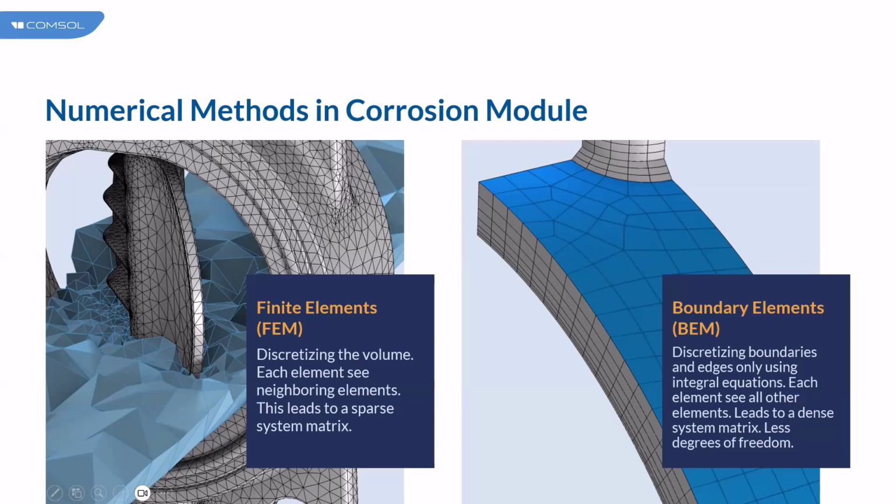If you use boundary elements that we also have included in the corrosion module, you discretize only the boundaries and the edges using integral equations. This means that each element sees all other elements, and it leads to a dense system matrix. This also gives you essentially fewer degrees of freedom, usually because you don't have to discretize the volume. But the matrix is dense, and that needs you to use different solver approaches.